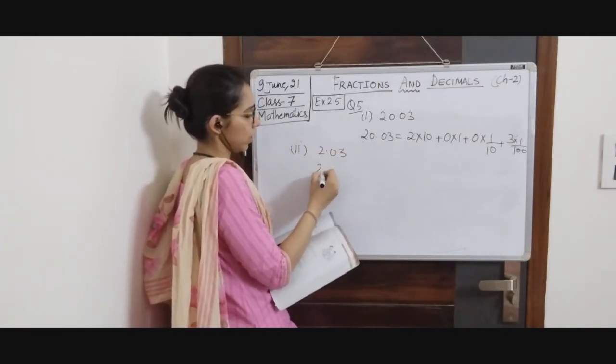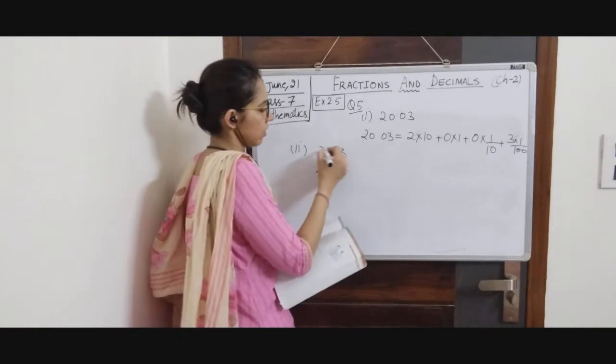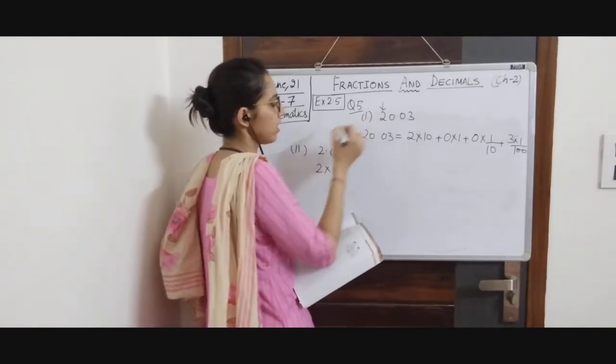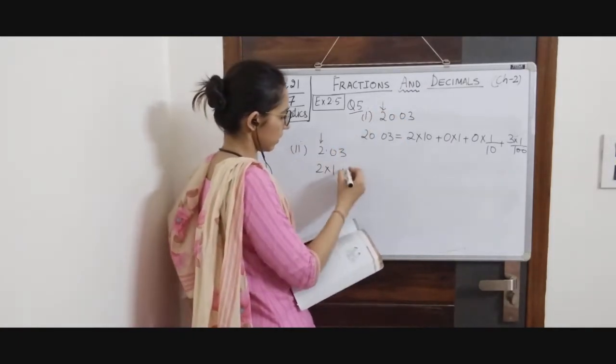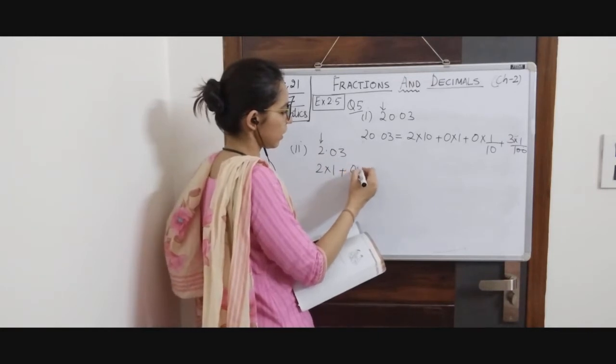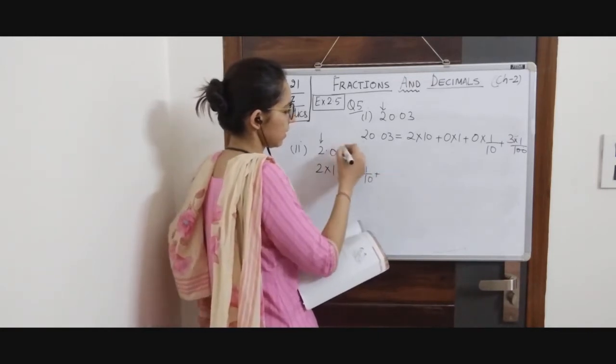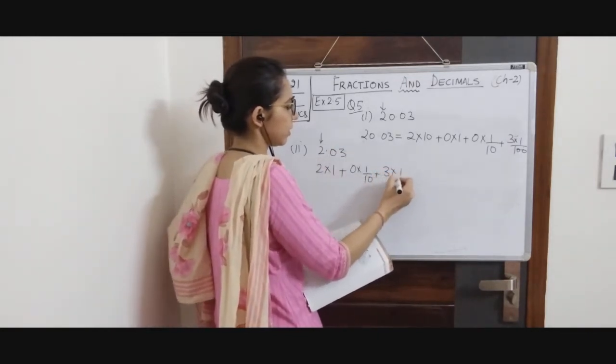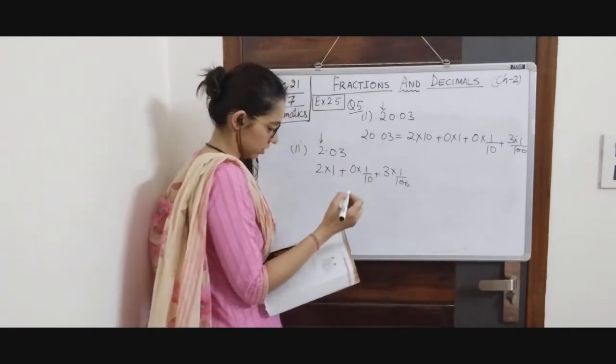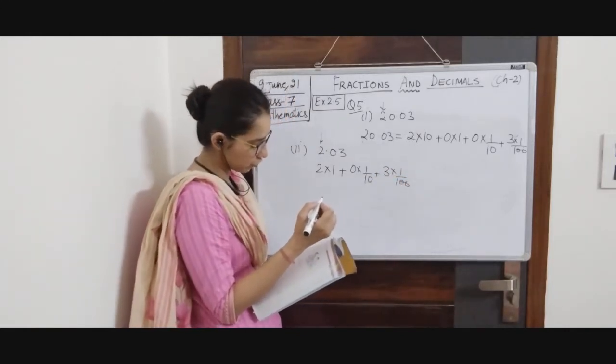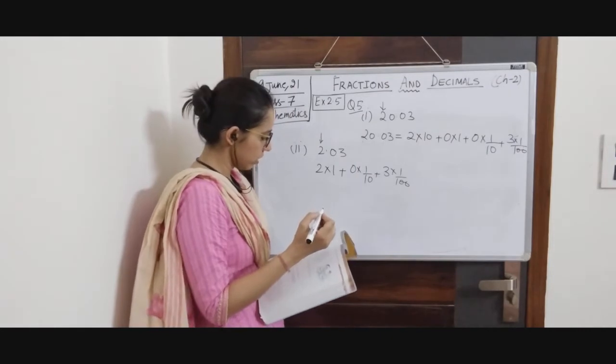2.03. This is ones place, 2 into 1. We always start from the leftmost digit. Okay. Now this is 10th place, into 1 by 10. Then the 100th place is this much. Similarly, we can do part 3 and part 4.